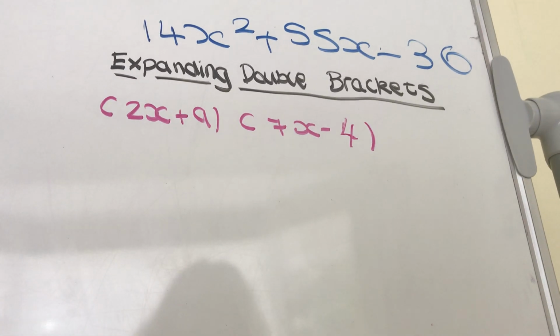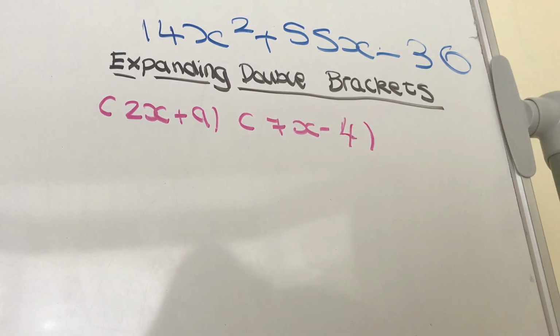That's just our answer up there as well. So this is the equation we're doing with our two double brackets, 2x plus 9, 7x minus 4. I would recommend learning the method I'm going to show you because it works for every double bracket equation.